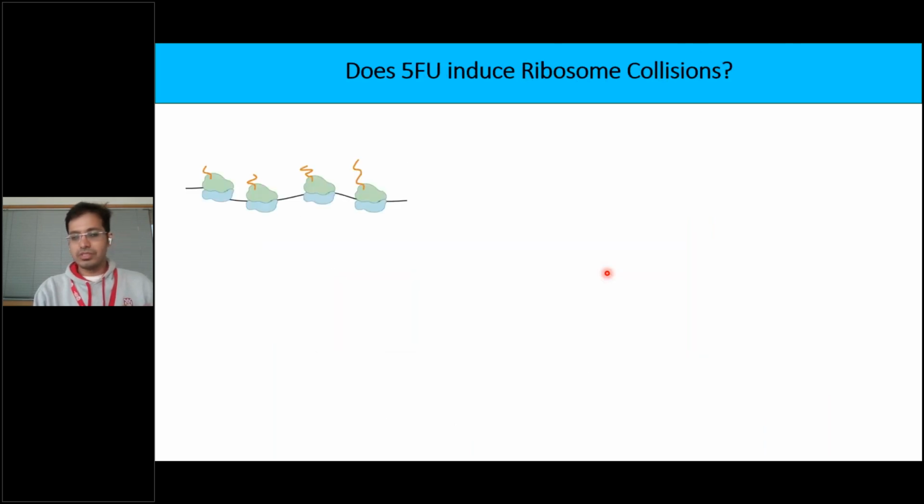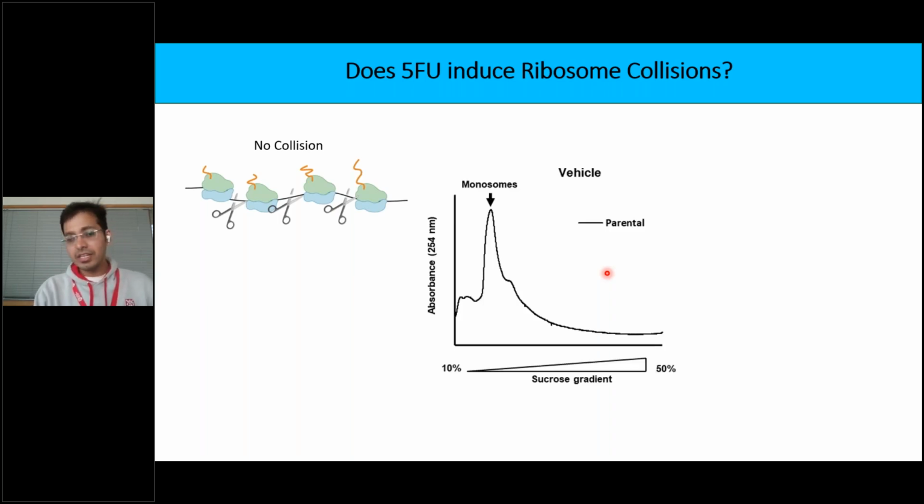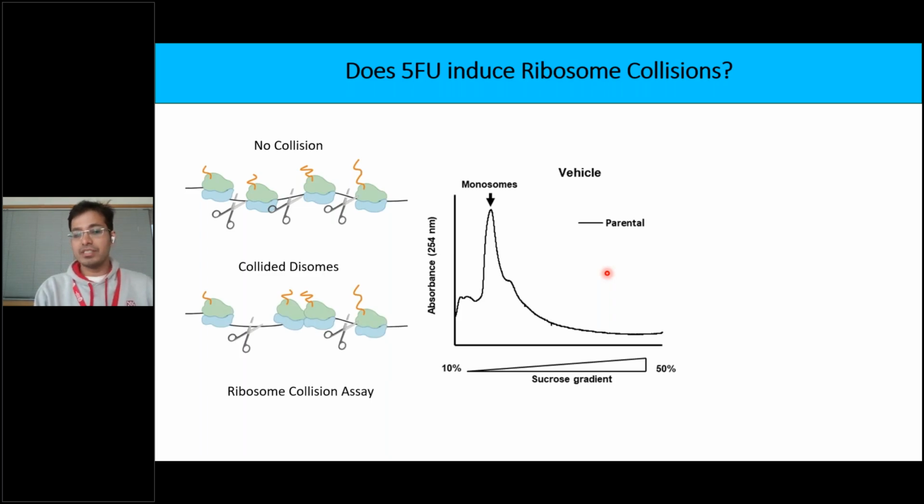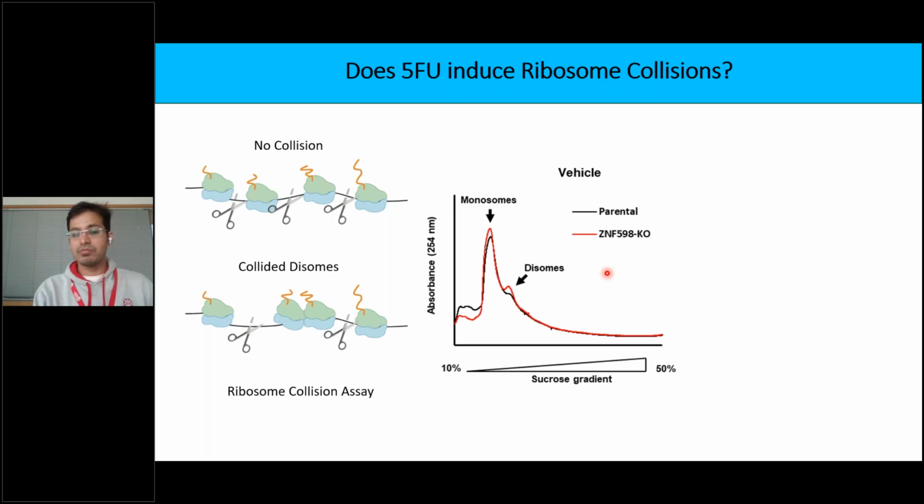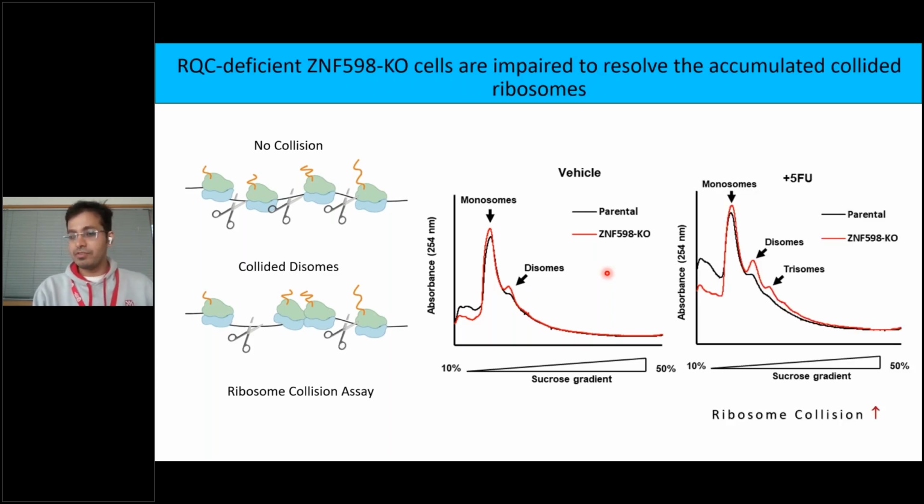To check that, we performed a simple ribosome collision assay. So we just treated with the endonuclease. If there is no collision, then we could not see any peak other than the monosome. But if there is a collided ribosome, like in the knockout without any treatment, we could see a small peak on the disomes. So then we treated the cells with 5-FU to see the status of ribosome collisions in the cells. And as you could see, in the RQC deficient cells, there is a clear peak of the disome and trisome, which is absent in the 5-FU treated parental cells.